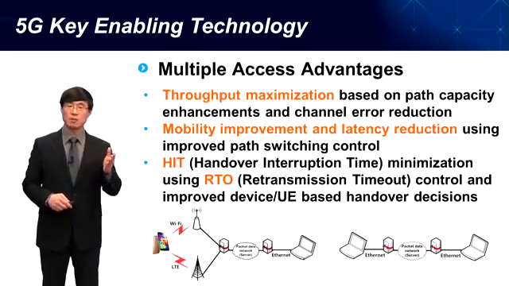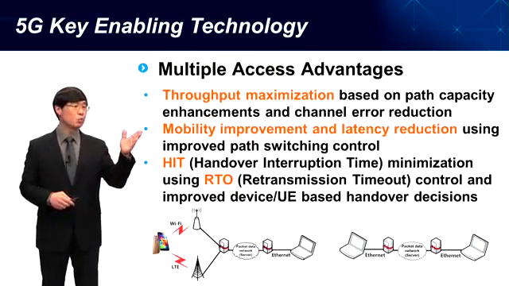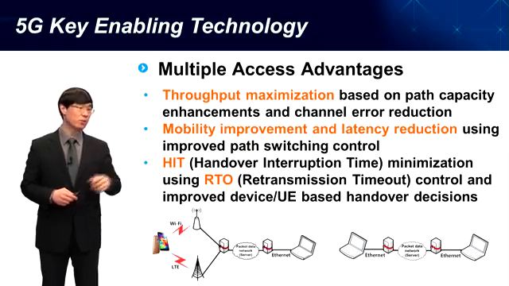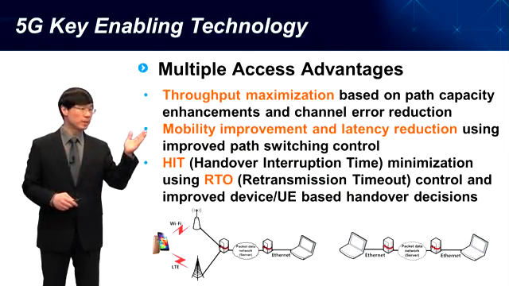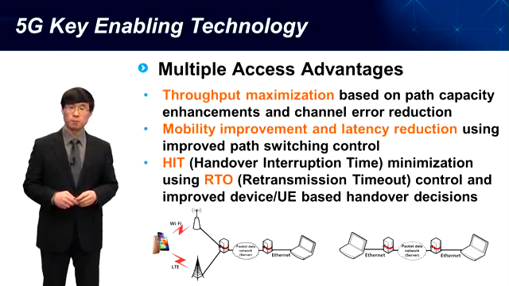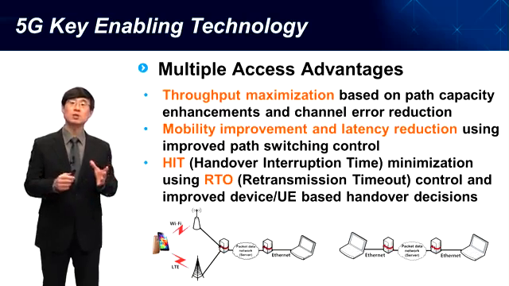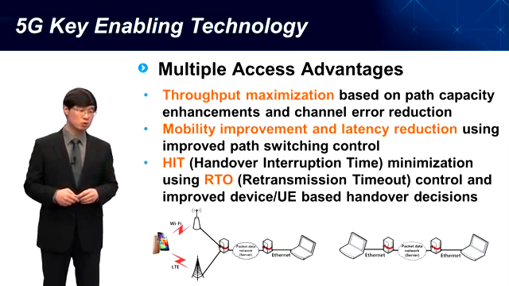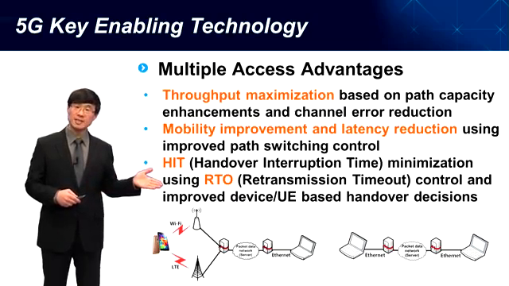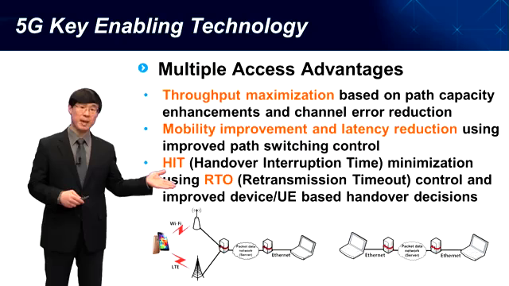The advantages of multiple access are throughput maximization based on path capacity enhancement and channel error reduction. In addition, we can accomplish mobility improvement and latency reduction using improved path switching control. In addition, we can reduce the handover interruption time, the HIT, using RTO, retransmission timeout control, and improved device and user equipment UE-based handover decisions.